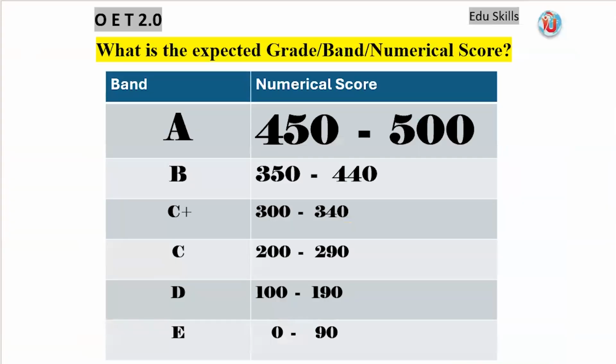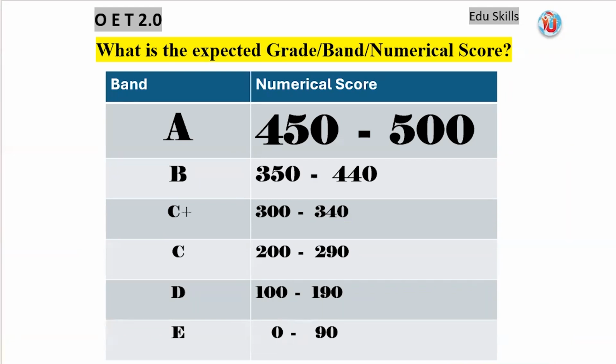And what is our expected score? It should always be grade A. That is 400 to 500, the score for grade A. If we think about grade B, we will be getting only 350 to 400 or maybe below that. Then it will go to C plus, C, like that.